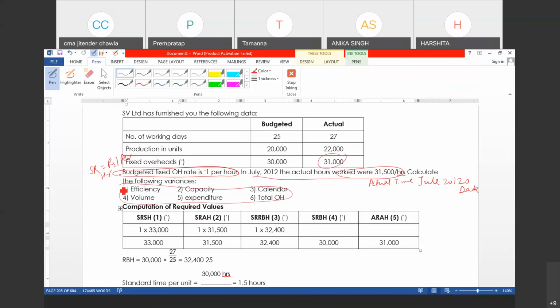ये क्वेश्चन कहाँ से है? फिक्स्ड ओवरहेड से या वेरिएबल ओवरहेड से? From the table, line number 3 is given to you. हम इसका सॉल्यूशन स्टार्ट करें अपना, राइट? हम इसका अपना सॉल्यूशन स्टार्ट करें.